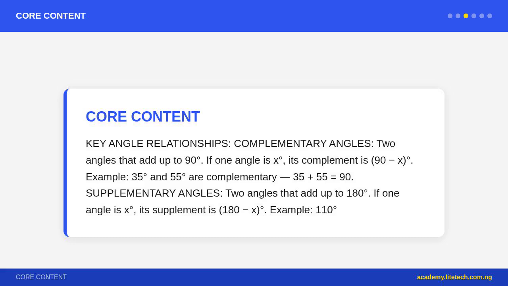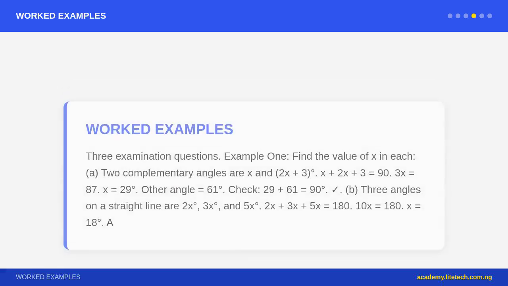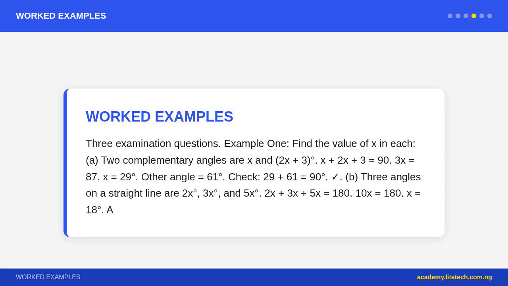Vertically opposite to 42 degrees equals 42 degrees. Adjacent to 42 degrees on a straight line, 180 minus 42 degrees equals 138 degrees. The fourth angle is vertically opposite to 138 degrees, so it equals 138 degrees. The four angles are 42 degrees, 138 degrees, 42 degrees, 138 degrees. Check: 42 plus 138 plus 42 plus 138 equals 360 degrees.